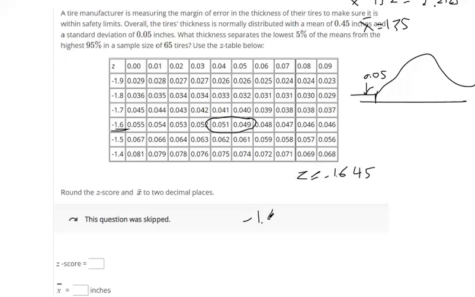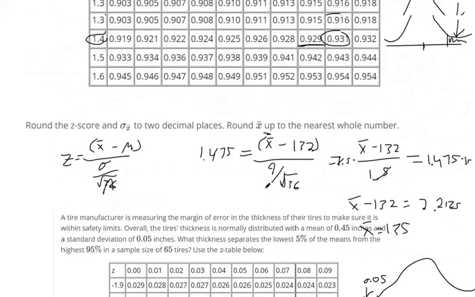We'll plug that into the formula I just used in the question above. They want us to calculate the mean again. It says round the z-score to 2 decimal places. I didn't note that in the last one.